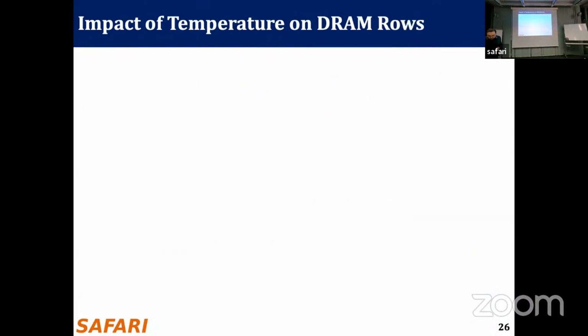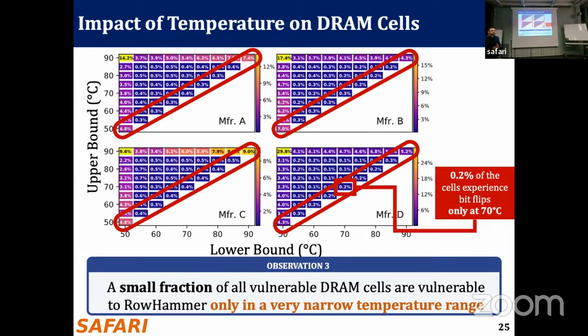How many times do you repeat these experiments? 10 times. And you never see a bitflip in another temperature range, and you always see a bitflip in that temperature range? Yes, in all of these. Does it mean that it is not possible to have a RowHammer attack below 50 degrees? No, we just didn't test below 50 degrees.